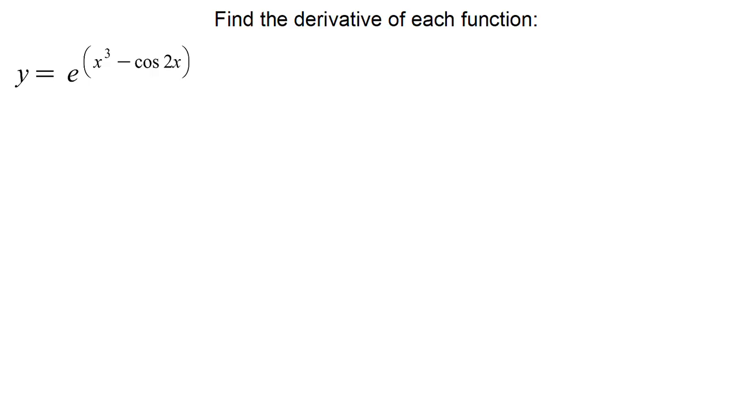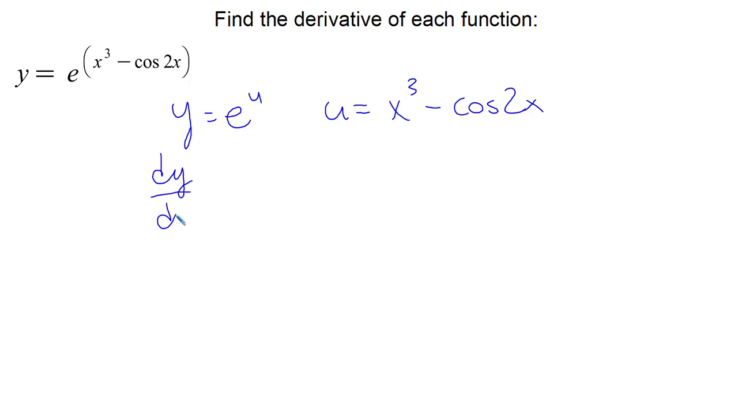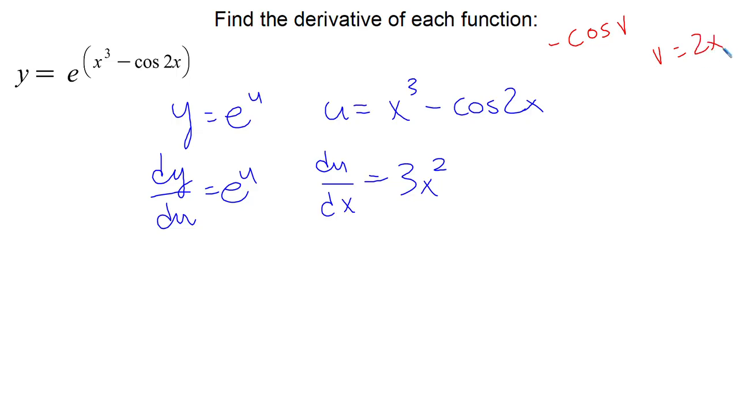For this one, e to the x cubed minus cosine 2x, we'll do the same thing. We'll treat this as if it is y equals e to the u, with u equal to x cubed minus cosine 2x. So dy du is once again going to be e to the u, and du dx will start off being 3x squared using the power rule. And then the negative cosine 2x is like negative cosine v, where v is equal to 2x. So we need the derivative of each of those.